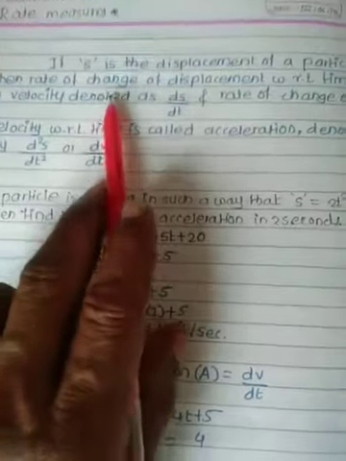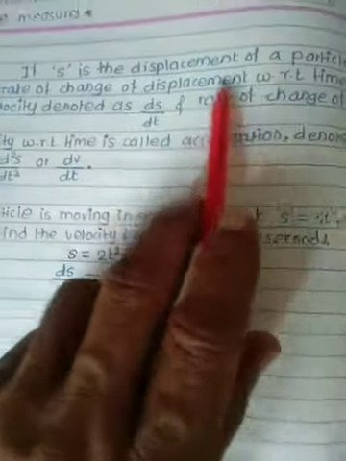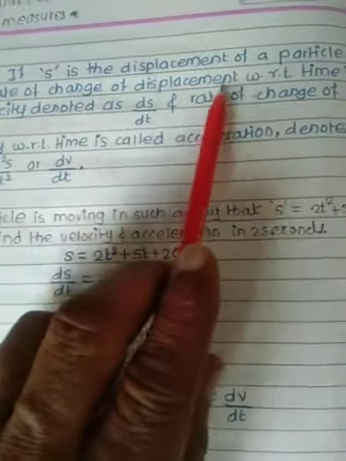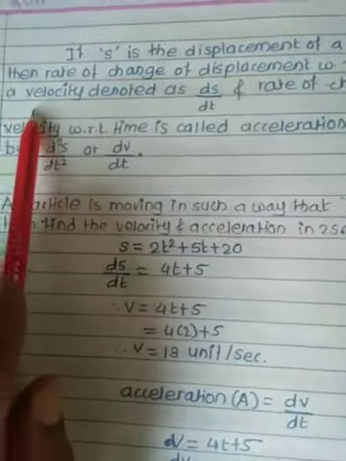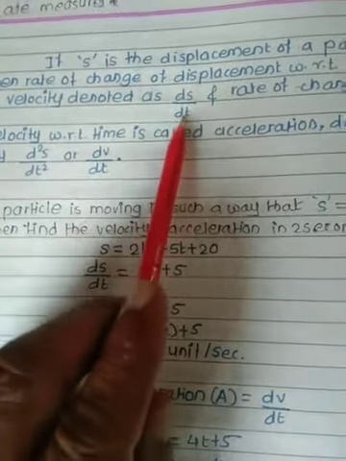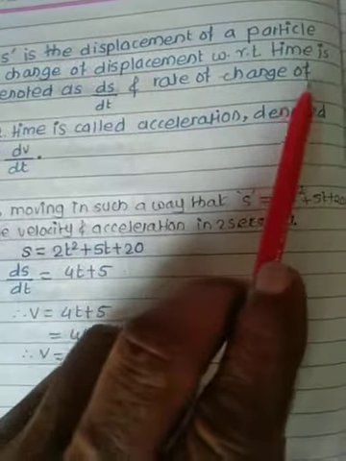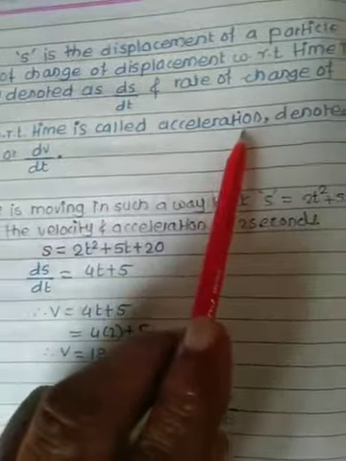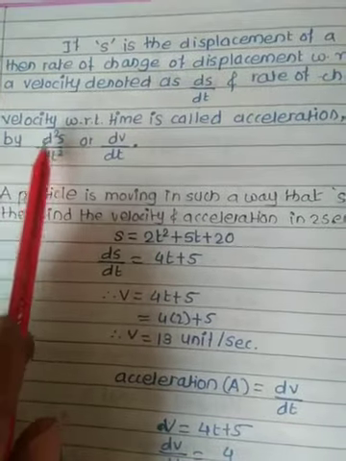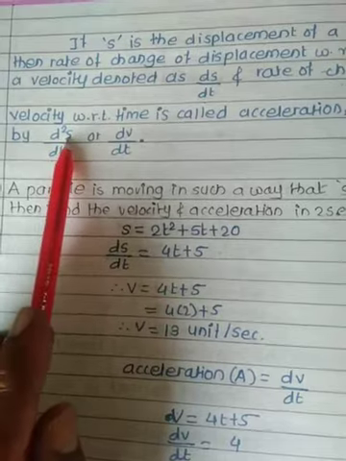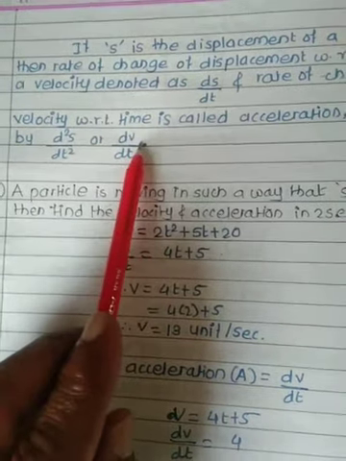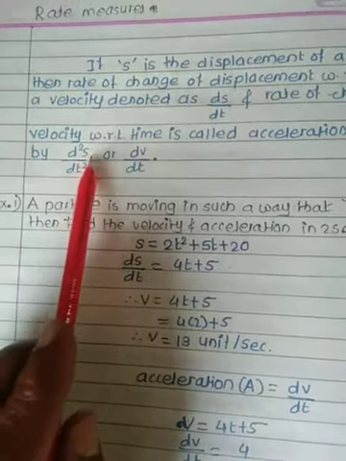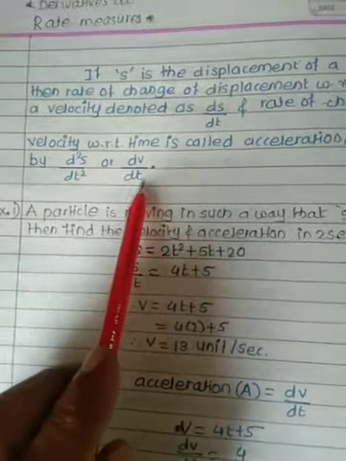Now if s is the displacement of a particle, then the rate of change of displacement with respect to time is the velocity, denoted by ds upon dt, and the rate of change of velocity with respect to time is called acceleration, denoted by d2s upon dt square, which means the second order derivative of displacement, the first order derivative of velocity. So we can use dv upon dt, d2s upon dt square or dv by dt.